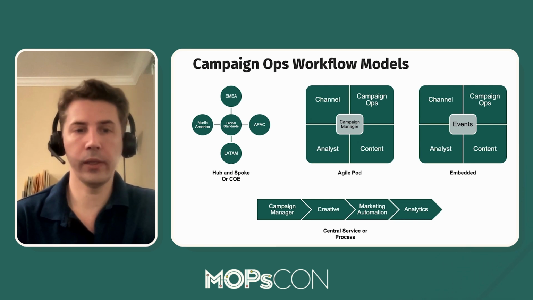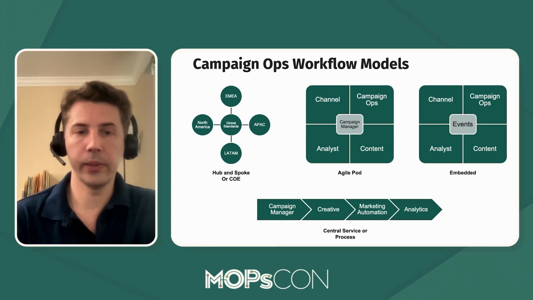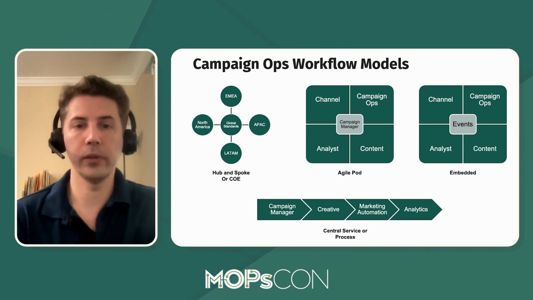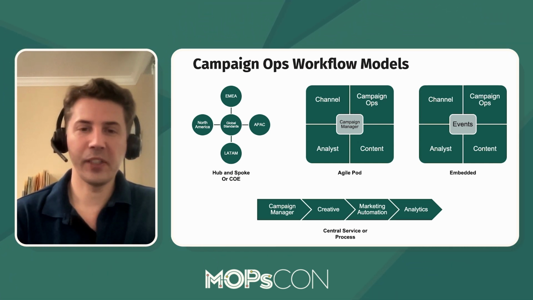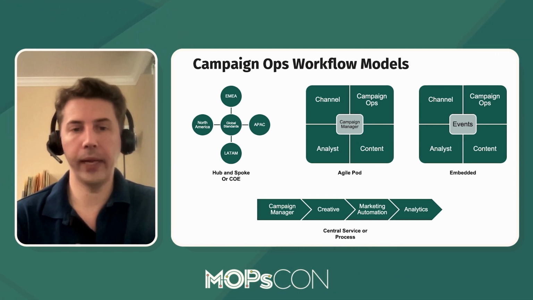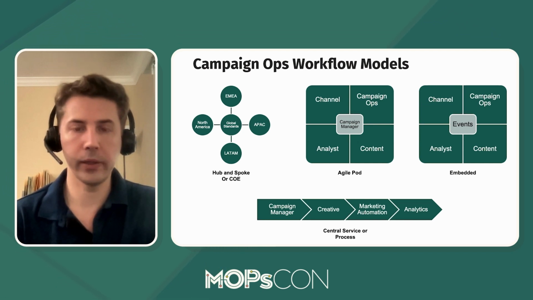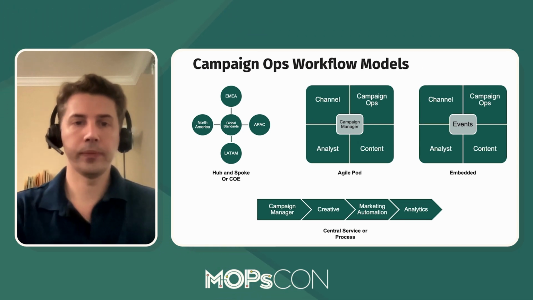Now, the central service or process is a version of the hub and spoke or the center of excellence. And this is what I use. It's really good for large volumes because you can reallocate resources quickly. There's a clear set of steps that needs to happen. It's really a supply chain of campaigns. The challenge you encounter, though, is that each stakeholder will be asking for resources. So how do you manage and prioritize that? And then, do you have enough capacity to manage all of that?